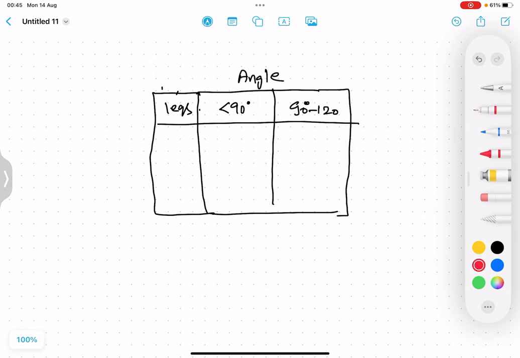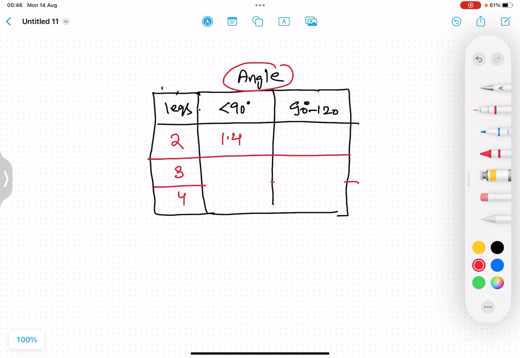After much study, using the concept of geometry, they have some predefined values. They defined mode factors depending upon the angle and the legs, which fill up the spaces of the table. The number of legs can be 2, 3, or 4. If the number of legs is 2, we are lifting using 2 slings, and the angle is less than 90 degrees, then the mode factor is 1.4. If we are using 2 slings and the angle is between 90 and 120 degrees, then the mode factor is 1.